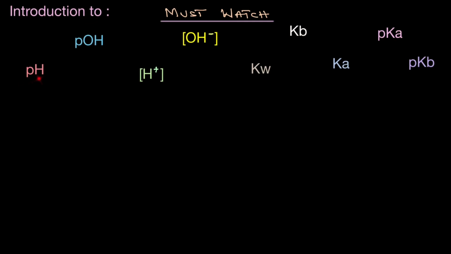Introduction to pH, pOH, H plus concentration, OH minus concentration, Kw, Kb, Ka, pKa, pKb. H plus plus H2O will give H3O plus. The H plus is a proton, and the H2O is water. The H3O plus is the hydronium ion.